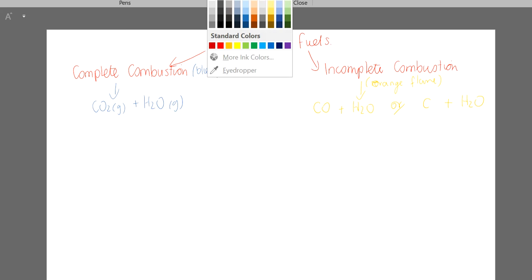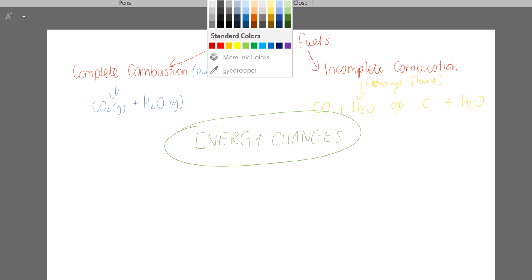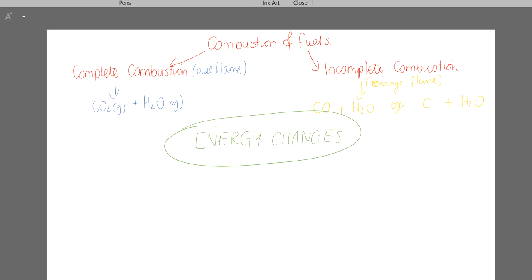Okay, so what I want to take us to now is we're going to assume complete combustion, as I said before, and we're going to look at energy changes. Okay, and we'll look at the two types of energy changes, but we'll hone in on the major one in regards to fuels. Okay, so every type of reaction can be classified as one of two types based upon the energy changes occurring. A reaction can either be endothermic or it can be exothermic.